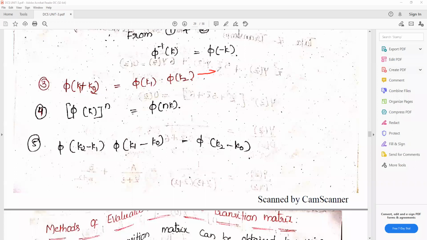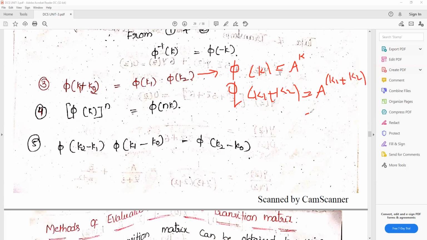Third one, phi of k1 plus k2 is equal to phi of k1 into phi of k2. So phi of k is equal to, what is the formula? The formula is a power k. So phi of k1 plus k2, k is replaced by k1 plus k2, a power of k1 plus k2.